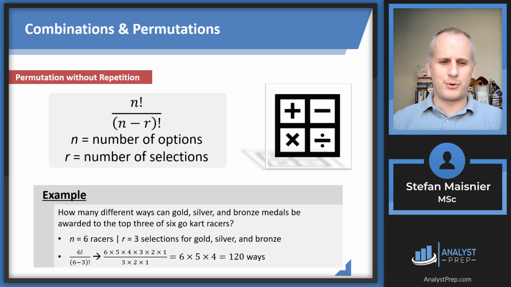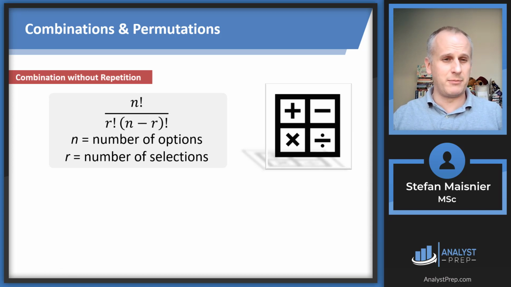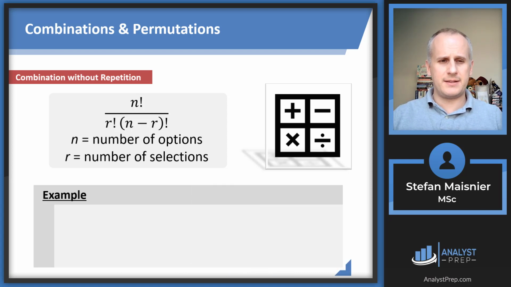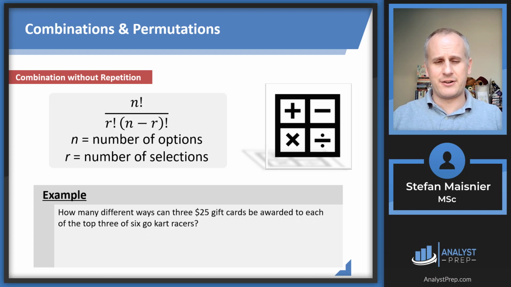Which 30 times 4 is 120 different ways. Now that we've seen a permutation without repetition, let's move on to a similar but slightly different situation, a combination without repetition. So here we're going to have n factorial, where n is again the number of options, divided by r factorial times the quantity n minus r, then factorial. So in this example, similar scenario, but slightly different.